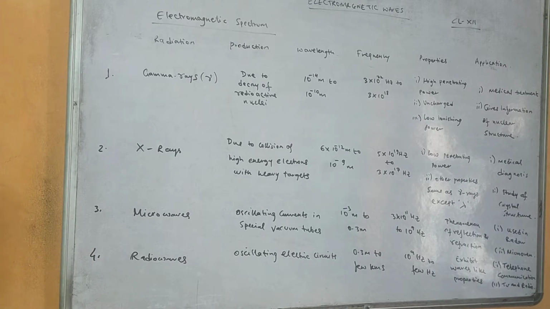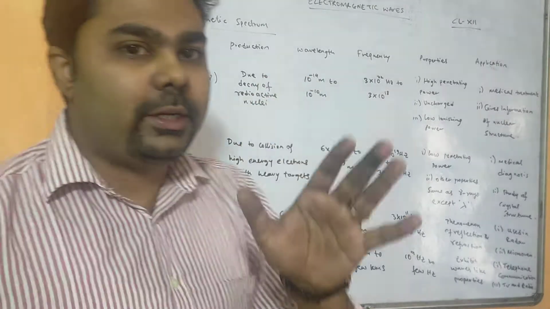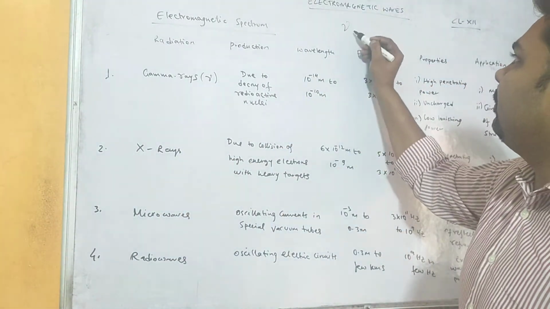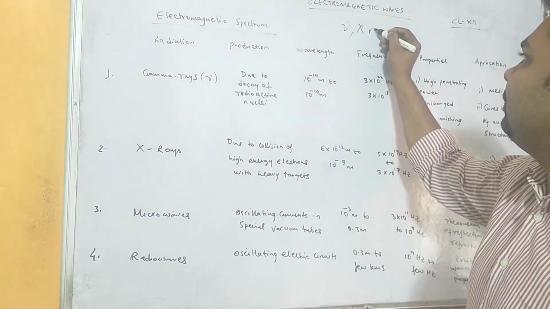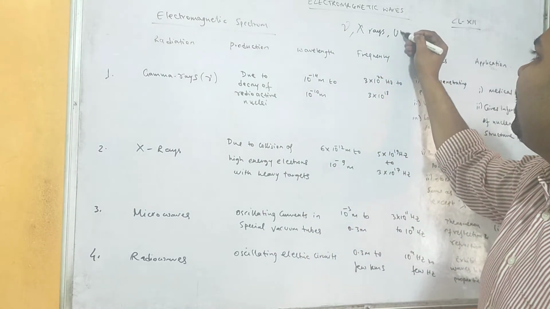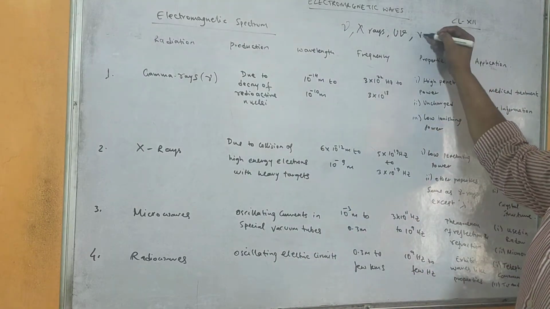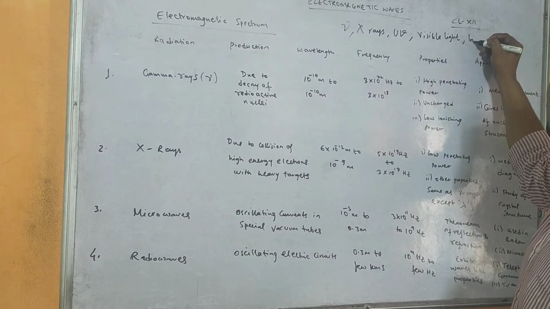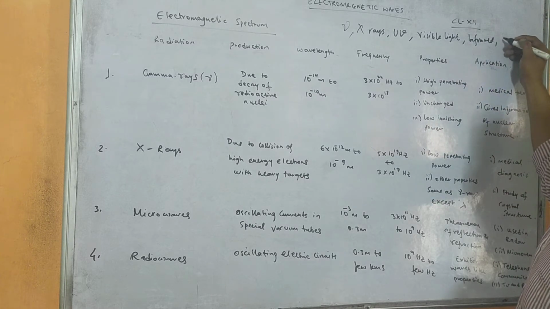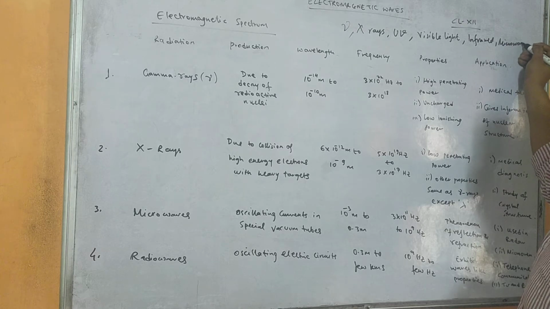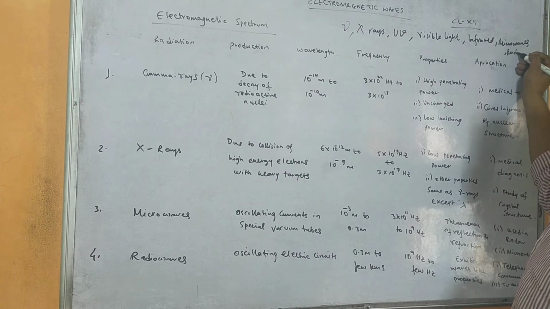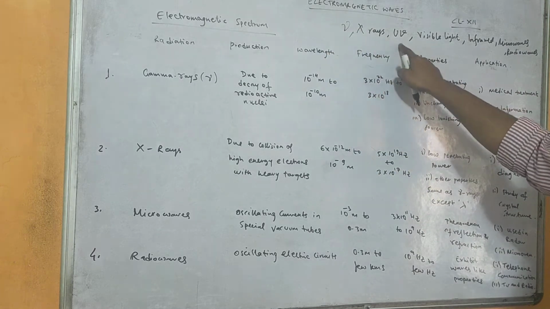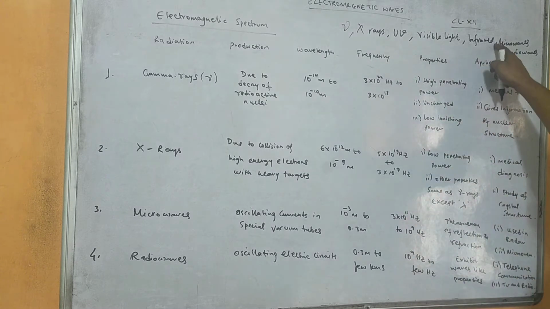So these are the few electromagnetic spectrums. Okay, so in the electromagnetic spectrum there are some waves, like gamma rays, X-rays, UV rays, ultraviolet, visible light, infrared, microwaves and radio waves. Okay, so you see gamma rays, X-rays, UV, visible, infrared, microwaves and radio waves.